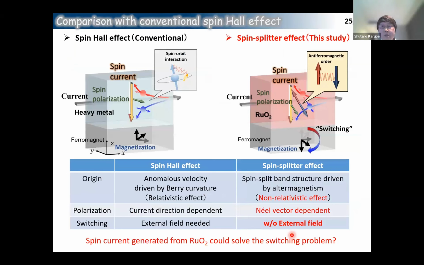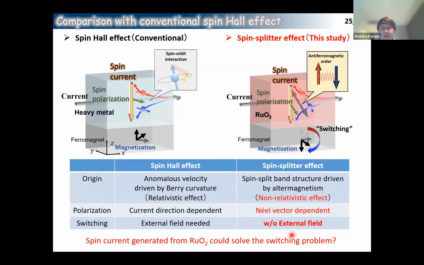The comparison between the spin splitter effect and the spin Hall effect provides valuable insight into their differences. Both are intrinsic phenomena, but their origins are distinct. The spin splitter effect is related to the altermagnetism, while the spin Hall effect, we know, arises from the spin orbit interaction. A crucial distinction lies in the orientation of the spin polarization of the generated spin current, with respect to the direction of the charge current. In the case of the spin splitter effect, the spin polarization direction depends on the Néel vector and is not constrained by the current direction.